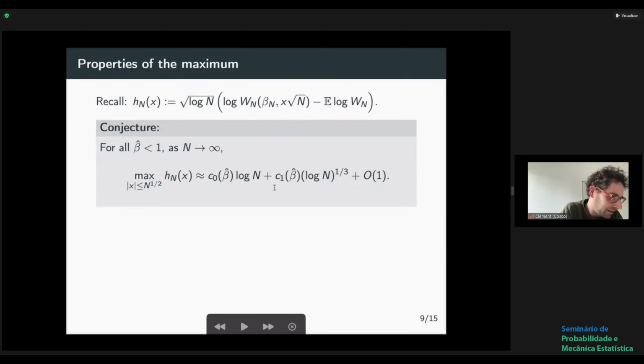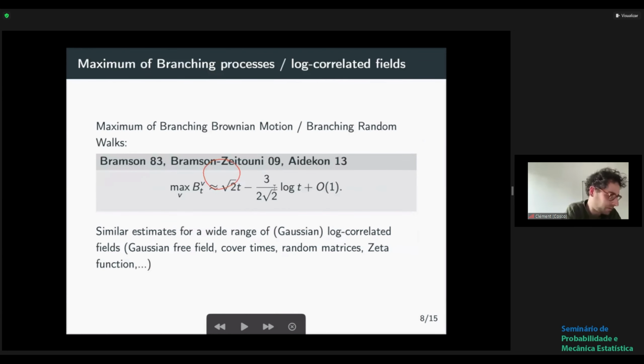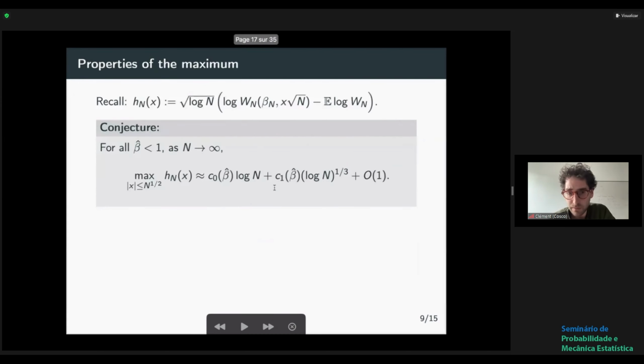Is that the second term should not be of the order log n, but it should be quite different. It should be log n to the power 1/3. And also the constant we expected in front of the log was not correct. It should be quite different from the usual constant that should appear here, and also different from what you have for independent random variables, for the maximum of independent random variables.